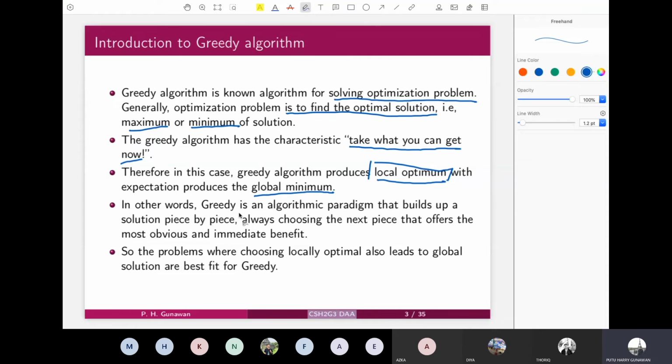In other words, greedy is an algorithmic paradigm that builds up a solution piece by piece, always choosing the next piece that offers the most obvious and immediate benefit. Problems where choosing locally optimal also leads to a global solution are best fit for greedy. So that's the definition of the greedy algorithm. We focus on the characteristic: take what you can get now.